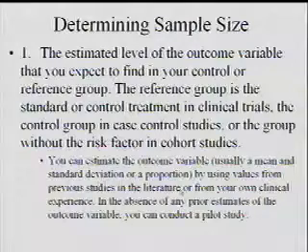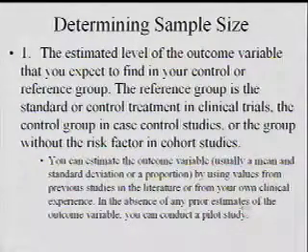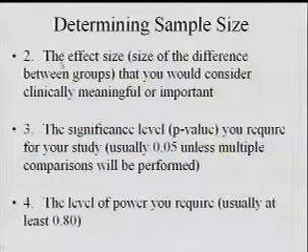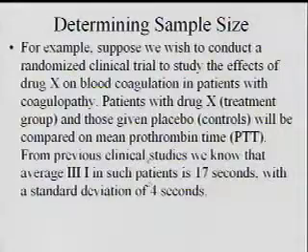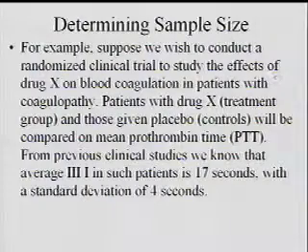Mean and standard deviation is what we'll focus on, by using values from previous studies and literature, from your own clinical experience or laboratory experience, or in the absence of prior estimates of the outcome variable, you can conduct a pilot study, which is most commonly what we would do. You need to know the effect size, the size of the difference between the groups that you would consider clinically meaningful or important, the significance level, the p-value. This is that alpha we were talking about, 0.05, and the level of power, at least 80, so you run it at 80.